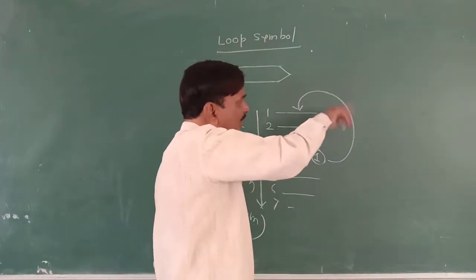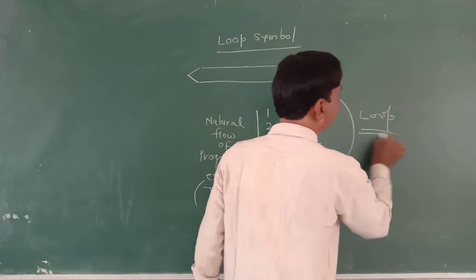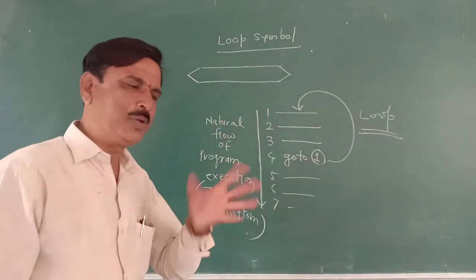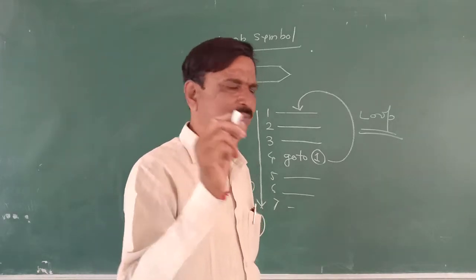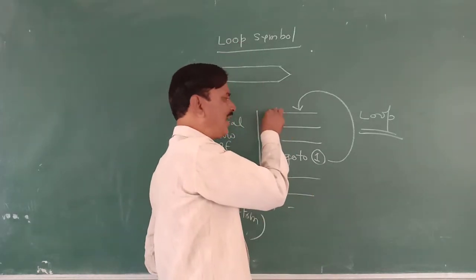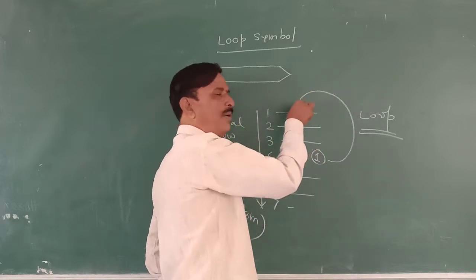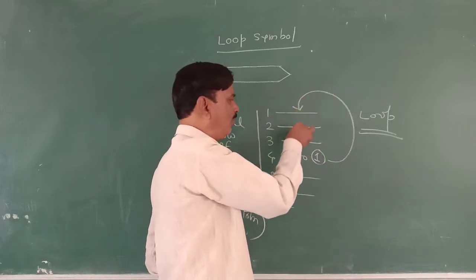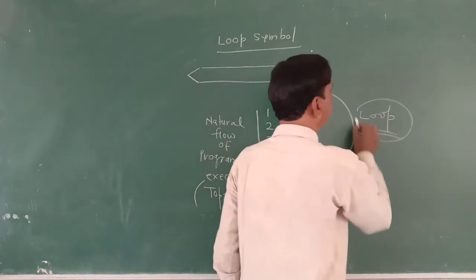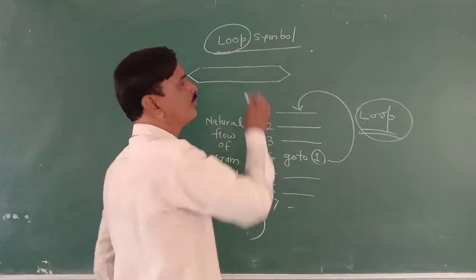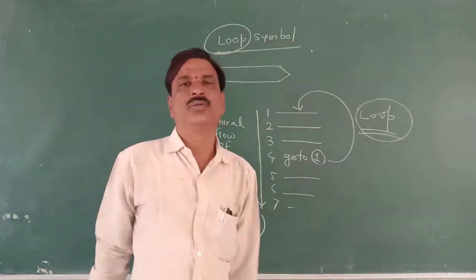So this will become infinite and it is called a loop. Loop. So a loop is such a process which begins at one point, again goes to the same point, again comes downside, again goes to the upside. That is what the loop is. So it becomes an infinite loop.